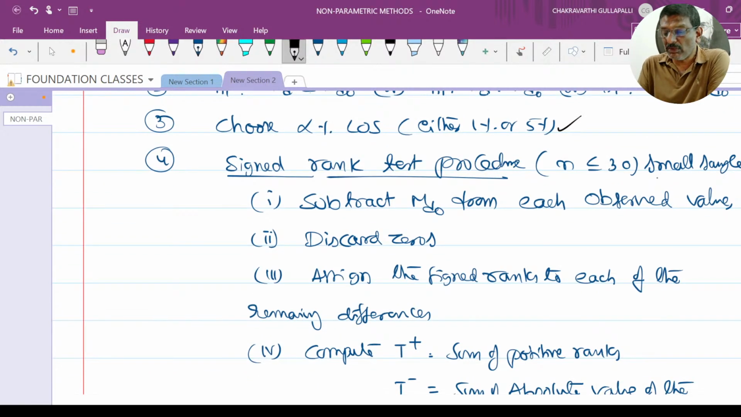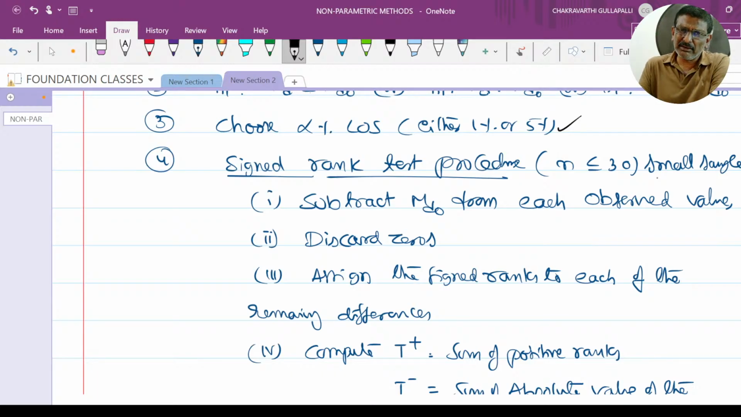N is less than or equal to 30, the small sample case. Suppose your collected data is less than or equal to 30, it is called a small sample. Based on specified levels, eminent personalities decided small sample and large sample based on the sample size. If the sample size is less than or equal to 30 it is a small sample, more than 30 is a large sample. Suppose your data contains less than 30 samples, how can you perform this signed rank test?